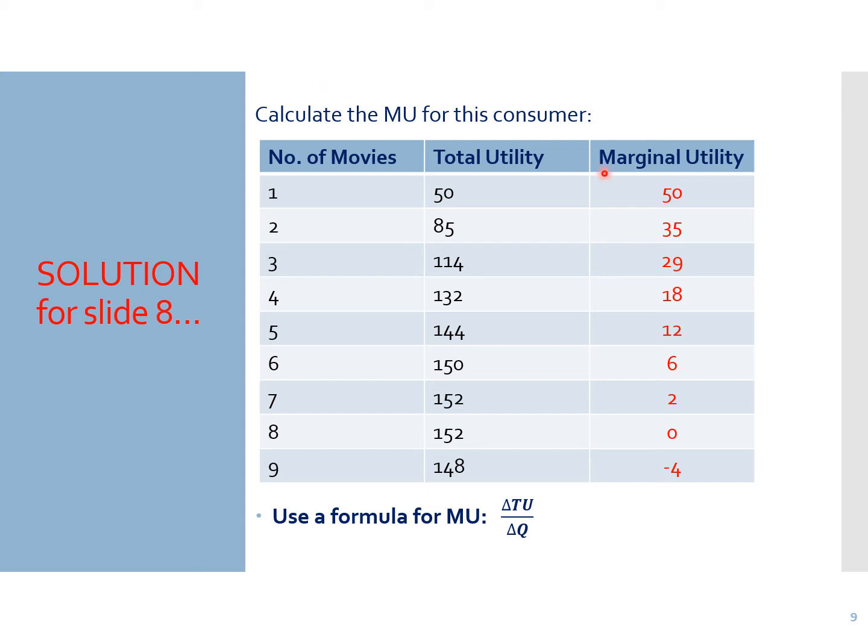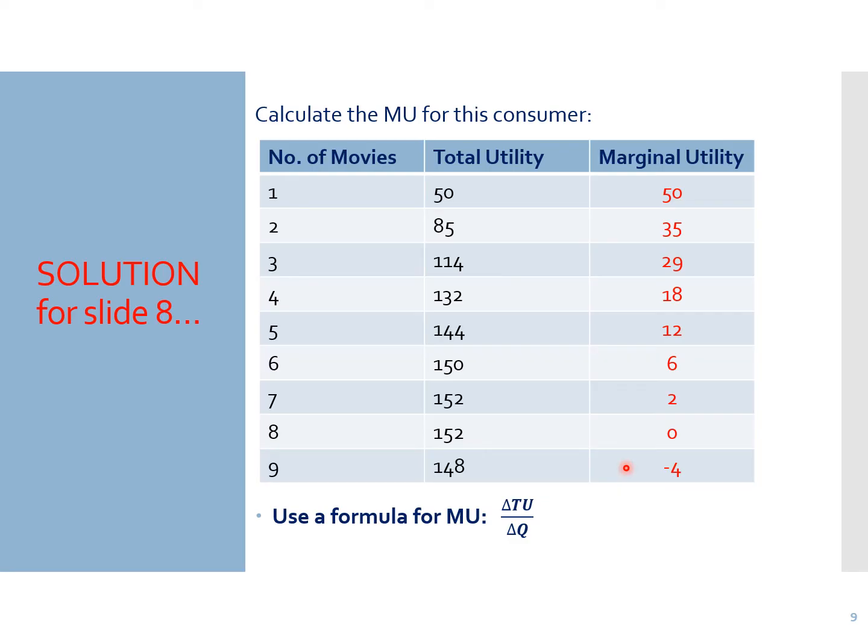How did we get our marginal utility each time? It is simply the difference between our total utilities, the change in total utility for each additional unit consumed. So 85 minus 50 gives us 35. 114 minus 85 gives us 29. 132 minus 114 gives us 18. And so all the way down until we have had enough of watching movies and our marginal utility goes to 0. And then if you make me watch one more movie, I go into negative utility, called disutility. And now my total utility will start to decrease.